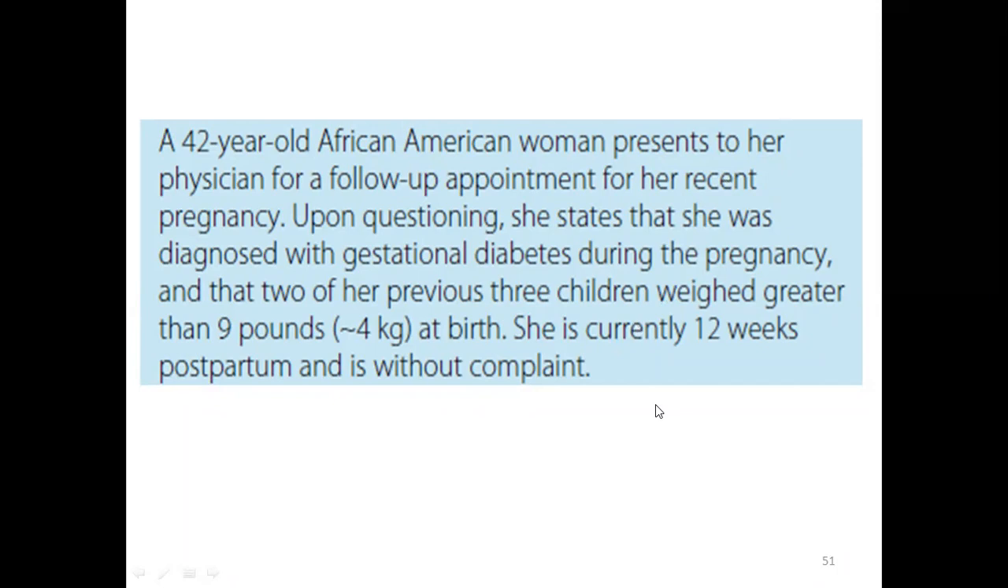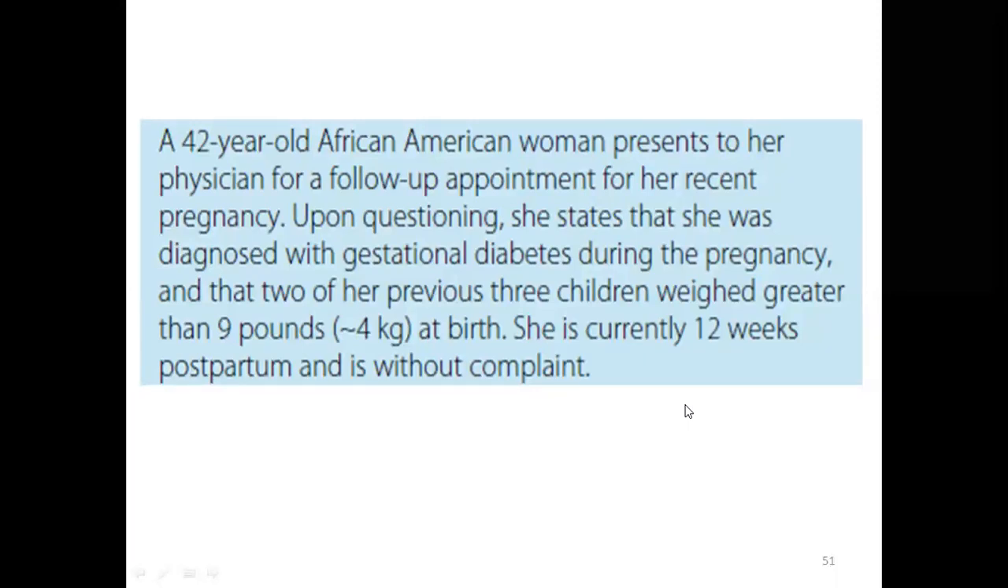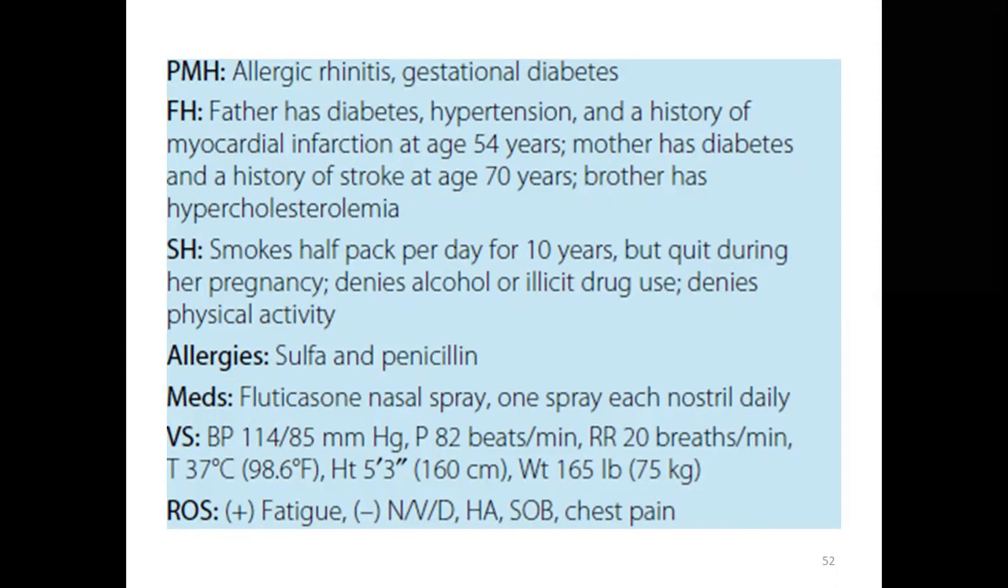Gestational diabetes. Okay. The risk factor could be that she used to smoke, and tobacco increases the risk of insulin resistance. Okay, good. Any other related? And then the family history: the mother had diabetes, so she's prone to getting diabetes too.